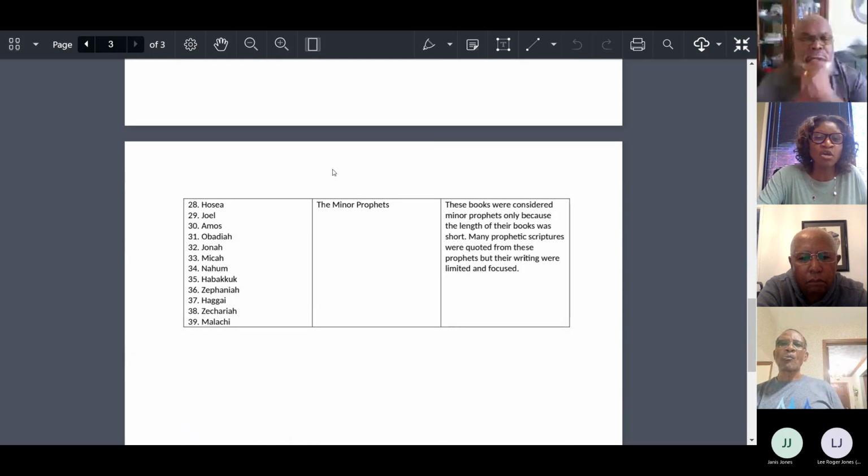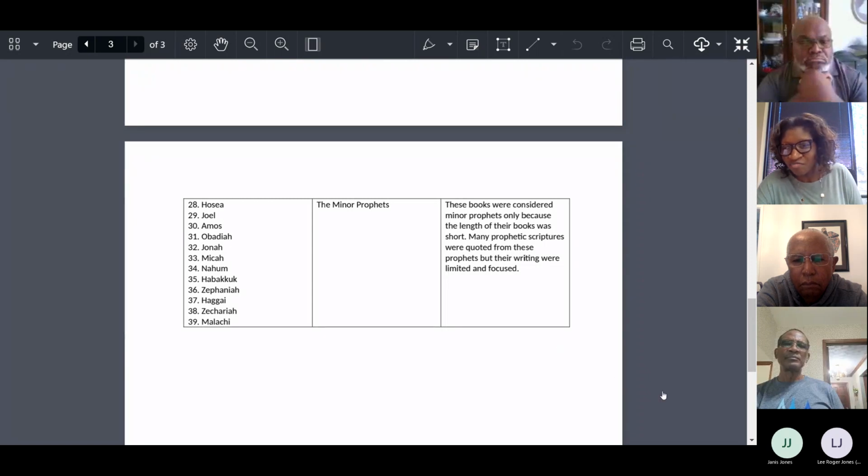Okay, they're longer than who? They're longer than the minor prophets: Hosea, Joel, Amos, Obadiah, Jonah, Micah, Nahum, Habakkuk, Zephaniah, Haggai, Zechariah, and Malachi. These are called minor prophets, not because they were less important, but just because their books are smaller. That's all.